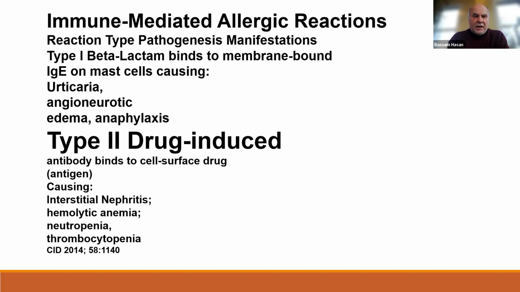Well, the types of immune-mediated allergic reactions to beta-lactams. Type 1: the beta-lactam binds to membrane-bound IgE on mast cells, causing urticaria, angioedema and anaphylaxis, as you know. Type 2: antibody binds to the cell surface drug antigen, causing interstitial nephritis, hemolytic anemia, neutropenia, thrombocytopenia.